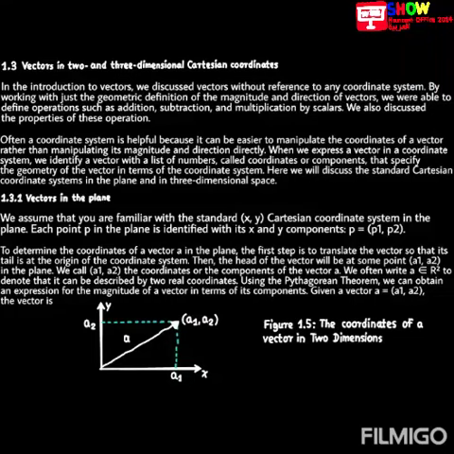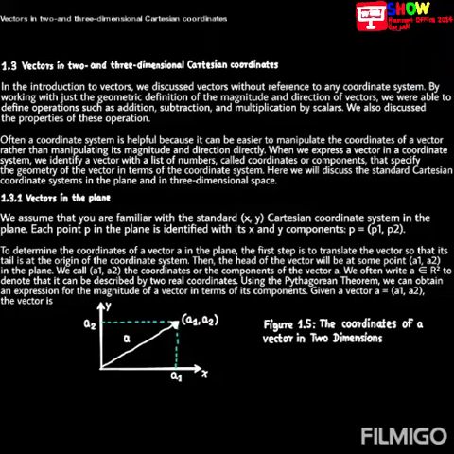1.3 Vectors in 2 and 3-dimensional Cartesian coordinates. In the introduction to vectors, we discussed vectors without reference to any coordinate system. By working with just the geometric definition of the magnitude and direction of vectors, we were able to define operations such as addition, subtraction, and multiplication by scalars. We also discussed the properties of these operations.